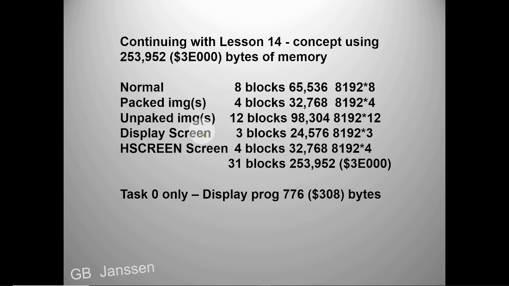We're going to have a display screen in one of the modes. It's going to take 3 blocks for the display. We have our normal H screen, which uses 4 blocks, for a total of 31 blocks, or 253,952 bytes of memory. We'll only be using task 0 in this one. Our program's pretty small. I think this has changed since I recompiled it after I made this slide. But we'll be flipping all the different blocks in and out of task 0 registers as opposed to using task 1.